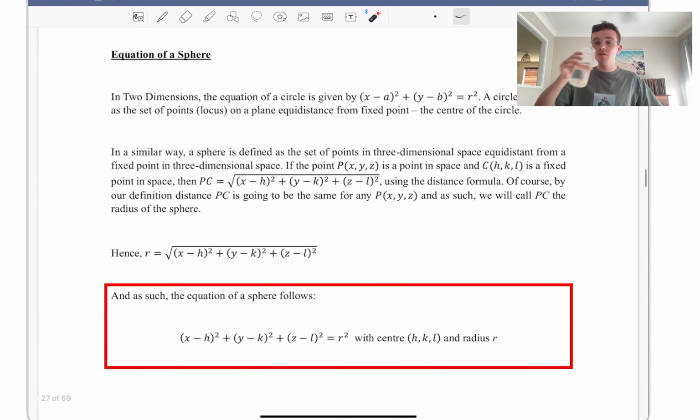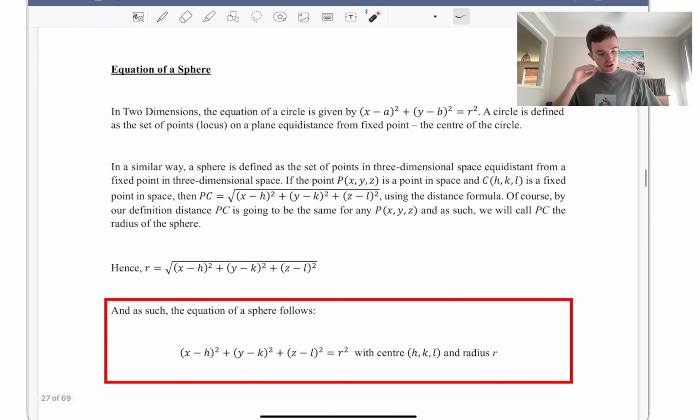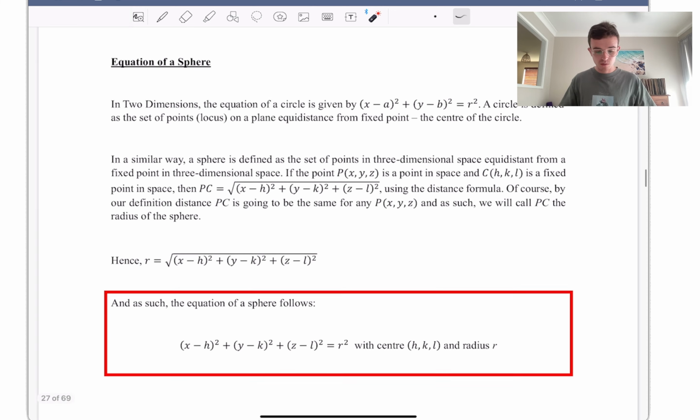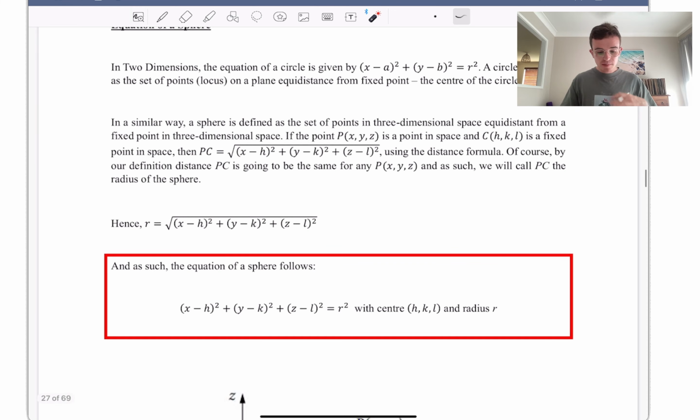Okay, an equation of a sphere. So in 2 dimensions, the equation of a circle is given by x minus a squared plus y minus b squared equals r squared. And a circle is defined as a set of points, the locus, on a plane equidistant from a fixed point, which is the centre of a circle. Now in a similar way, a sphere is defined as a set of points in 3 dimensions, equidistant from a fixed point in 3 dimensions.